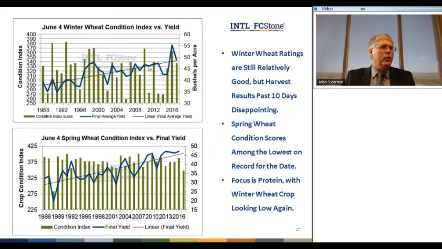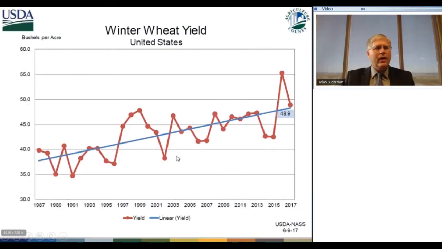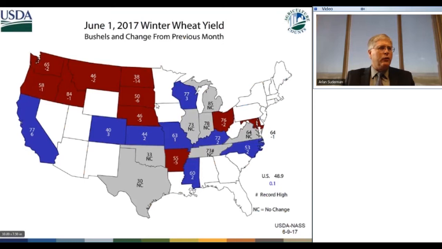You can see here the blue line is the final yield for winter wheat. Down below, I have spring wheat, and for spring wheat, this condition index score is one of the lowest on record. The only one lower was back in 1988. And then that final yield, of course, USDA has not projected a yield for this year yet. Overall, this is the USDA's winter wheat yield, pretty close to their trend level. We're expecting that to drop somewhat as we get into the next report.